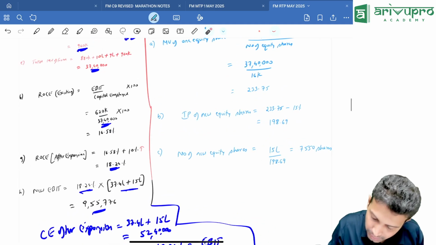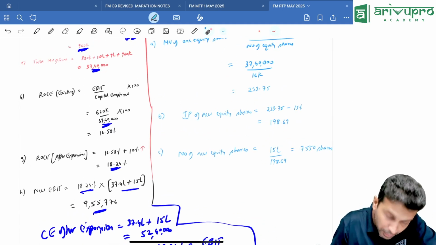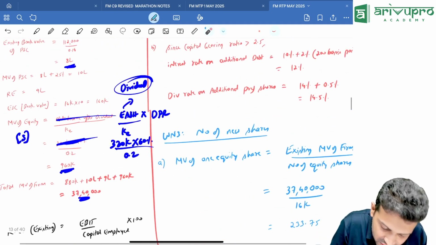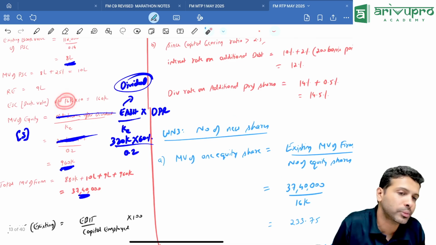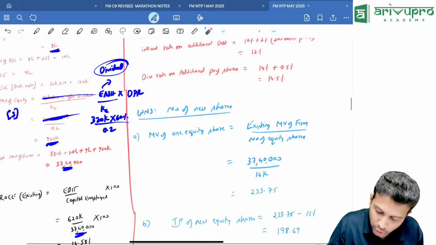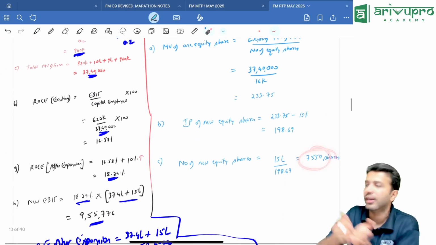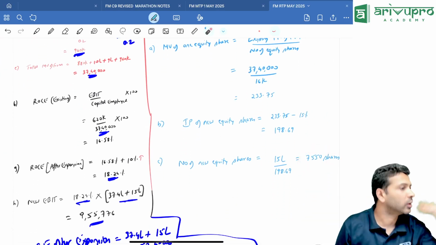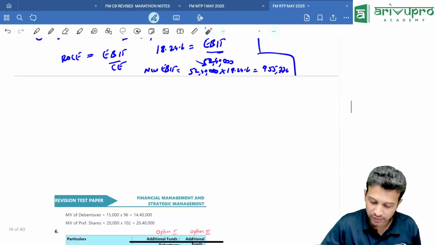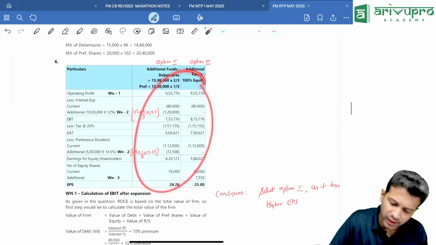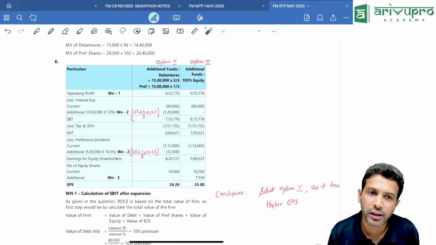Each divided by number of equity shares. Number of equity shares: existing equity shares is 16,000. And if you go for the equity option, you have to issue extra shares of 7,550. Then we will get the EPS. That's what we have to put up here. I have taken the ICAI solution. Can we review that? Quickly we'll review.